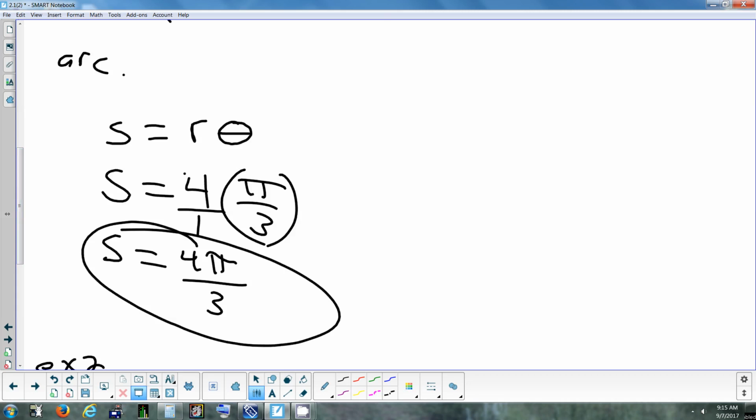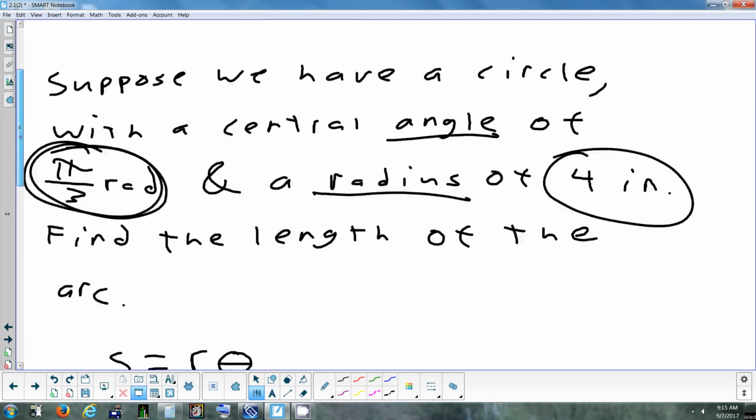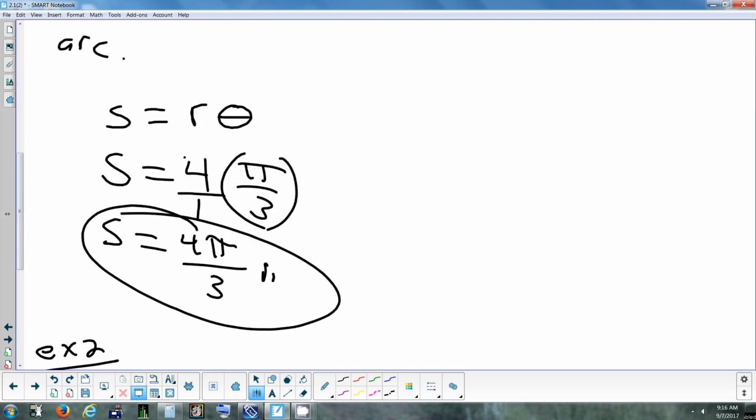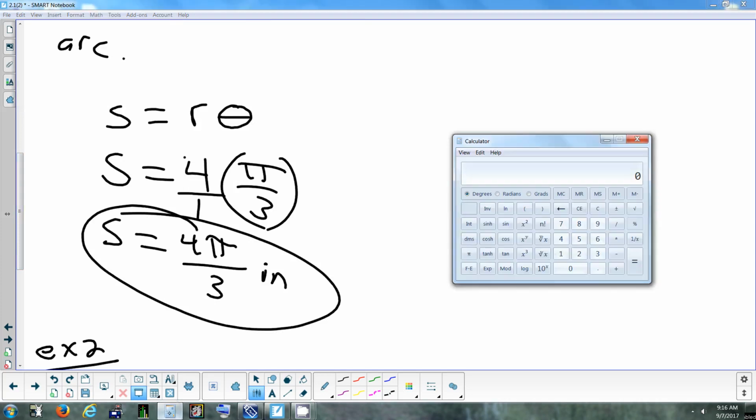What does S stand for again? The arc length. So let's go back up. What units did this problem use for length? Inches. Okay. So that means this is 4 pi over 3 inches. If they wanted it as a decimal, then you just type it in. 4 times pi divided by 3. And it's about 4.2 inches if you rounded it off. Okay, so any questions on that one?